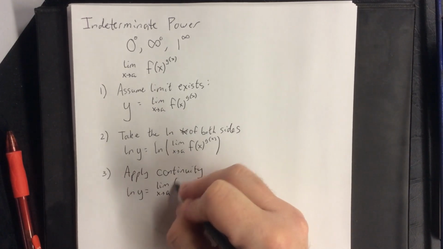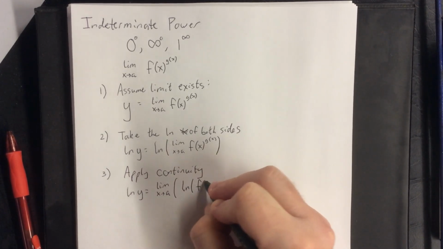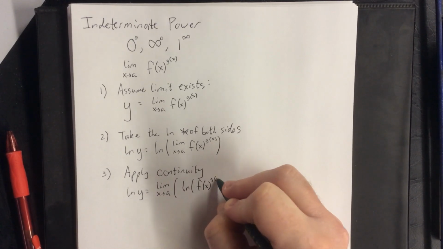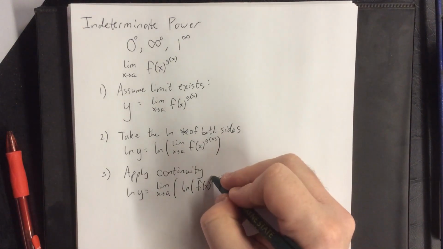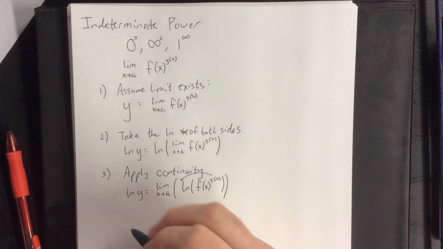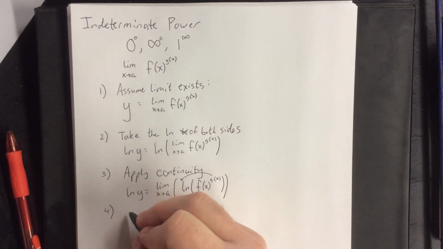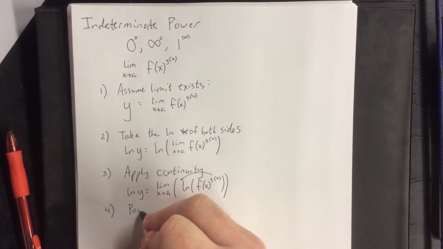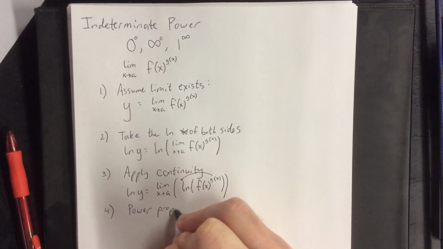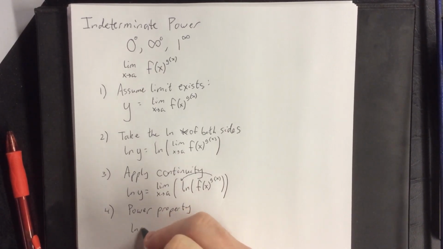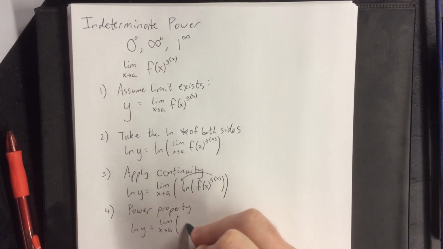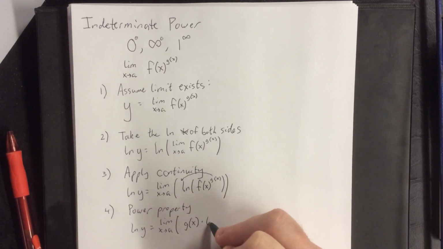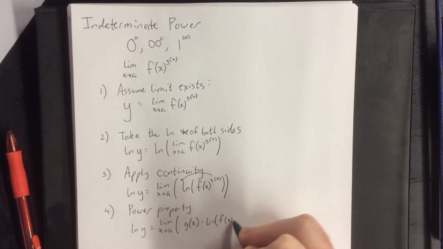So, limit comes to the outside, natural log goes on the inside. So we'll have the limit as x approaches a of the natural log of f of x raised to the g of x power. As soon as you have the natural log of a power, you can apply the power property to move that power down front as a coefficient. So this is called the power property for logarithms. Natural log of y is equal to the limit as x approaches a of g of x times the natural log of f of x.